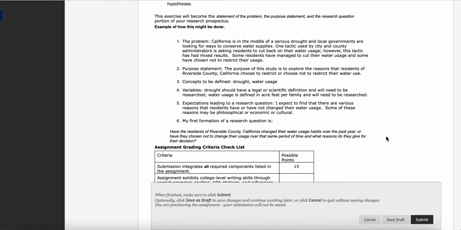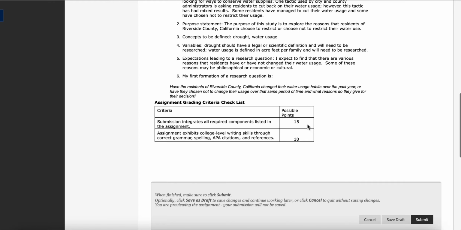So you can see that is in a question format. We have built a problem statement. We have built a purpose statement. There are some concepts we're going to need to define. We have operationalized our variables. There are some expectations leading into the research question, and then finally the research question. So for that, 15 points for requiring all elements and 10 points for writing at a college level.